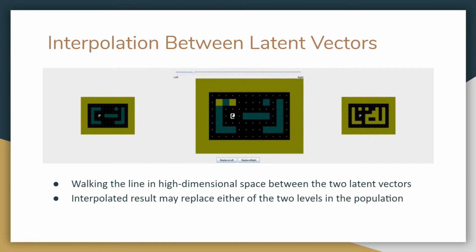Now, what just happened a moment ago is the user clicked replace left. So this thing in the middle doesn't get saved to the population unless you replace either the left member or the right member of the population with your in-between level. So you can go back and forth between the two extremes, and if something in the middle is appealing to you, you can click replace left or replace right to make that individual replace something in the population.